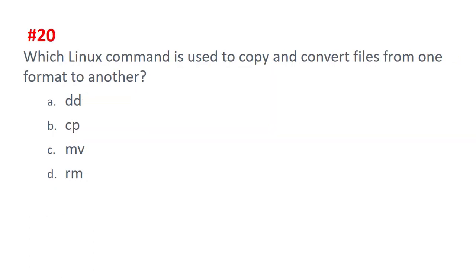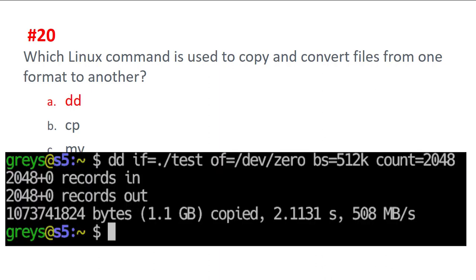Number 20. Which Linux command is used to copy and convert files from one file format to another? The DD command. The DD, or data definition command, is what's going to be used to copy files, and it can also be used to convert files from one format to another, such as .txt to .docx, whatever crazy thing you're wanting to do. It can also be used to copy blocks of data from a file and to back up the boot sector of the hard drive.